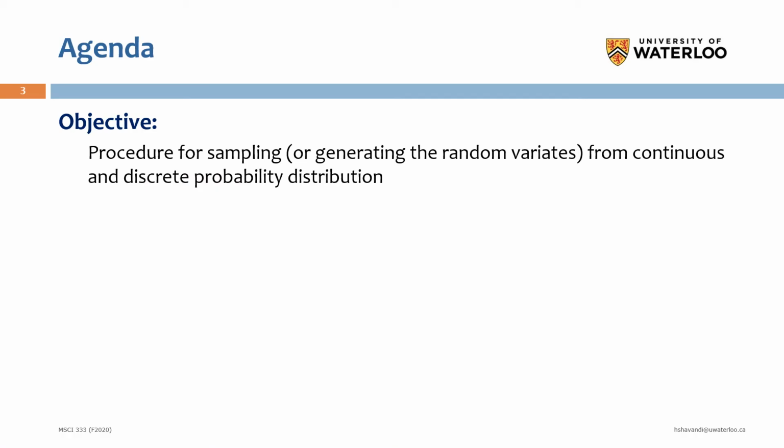The objective of this chapter, Chapter 8, is learning a procedure for sampling or generating random variates from a specific distribution, which could be a continuous or a discrete probability distribution. The method that we are going to learn in this chapter is called the inverse transform technique. There are other methods in Chapter 8 of the textbook, but we're going to learn just this method.